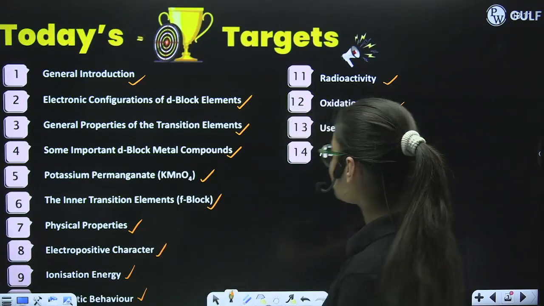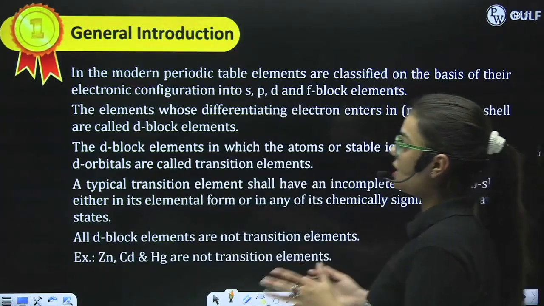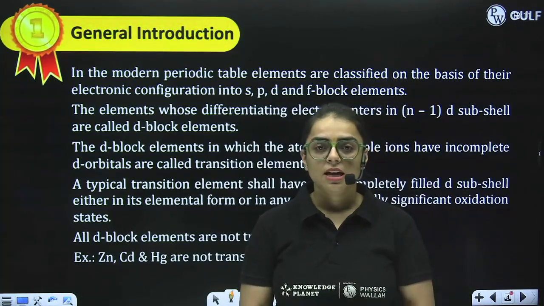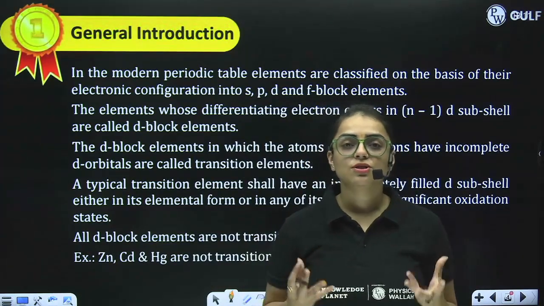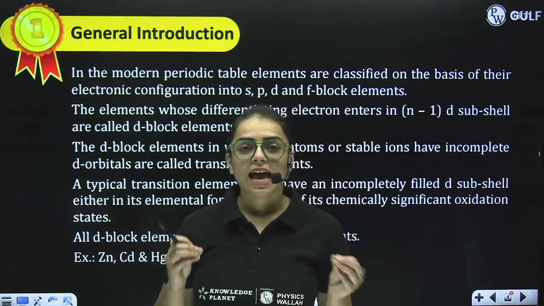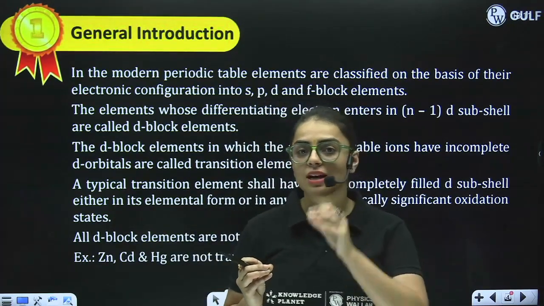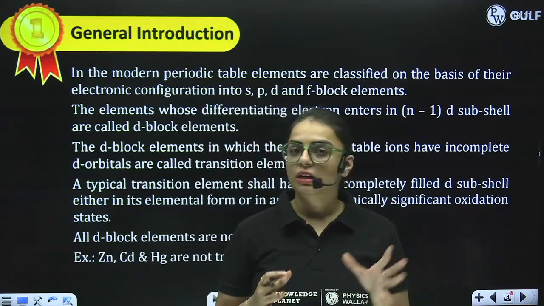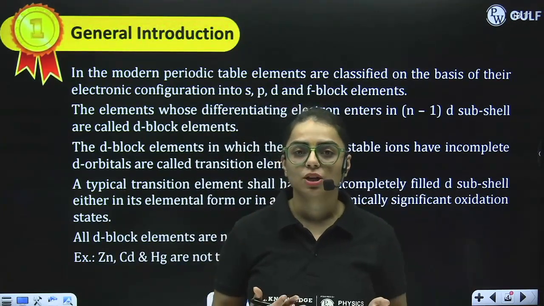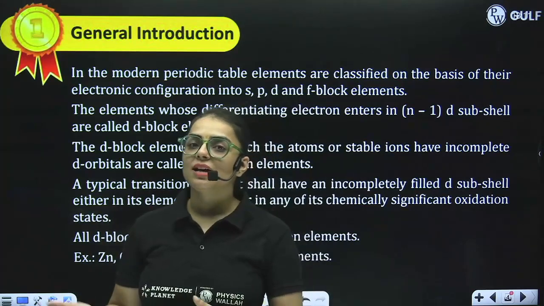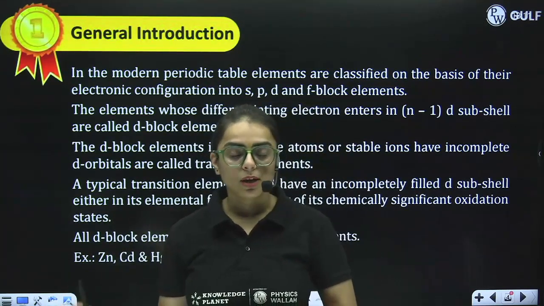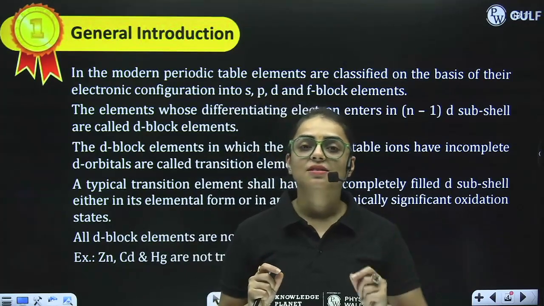Okay, so let's start with the very first topic of today's session. What is the general introduction with regard to D and F block elements? Now see, students, you should always know that whenever we have a partially filled electronic configuration, in their combined state or in their common oxidation state, partially filled configuration, they will be referred to as the transition elements. I am talking about partially filled d orbitals, okay? So they will be referred to as the transition elements.